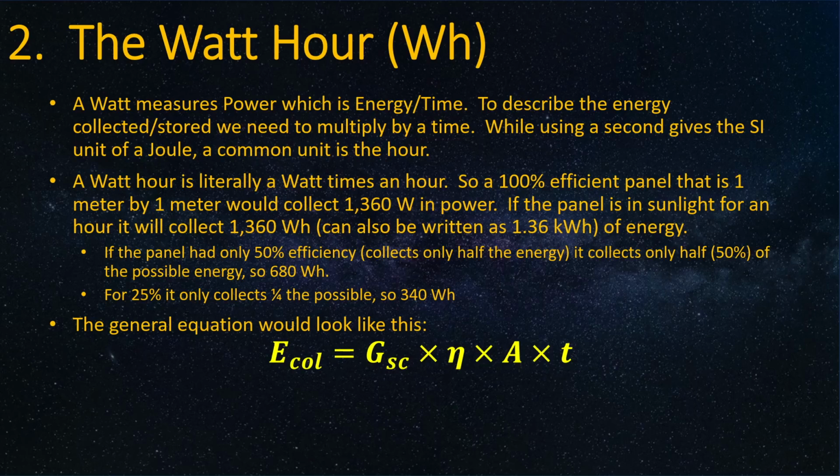So if you had a 100% efficient solar panel and it was 1 meter by 1 meter, it would collect 1,360 watts of power. If the panel is in sunlight for an hour, it would collect, well, the power that it receives, 1,360 watts, times the time, 1 hour, which is 1,360 watt hours of energy. Energy is the actual content that goes onto your battery. Power is how quickly you use that energy. We could also write that as 1.36 kilowatt hours.